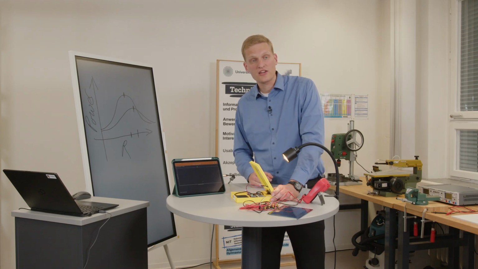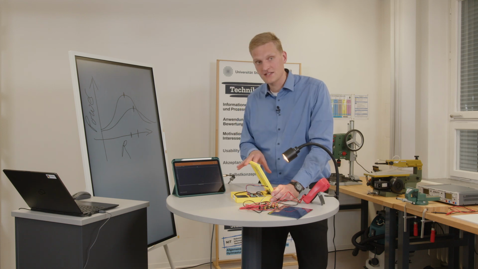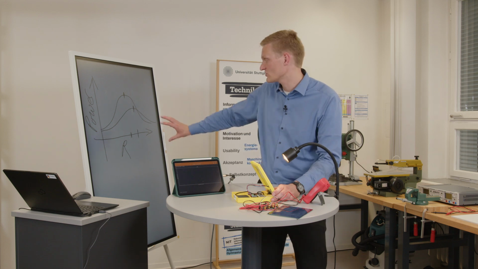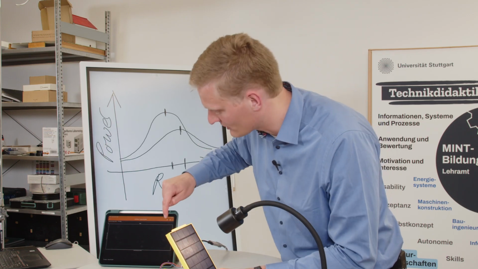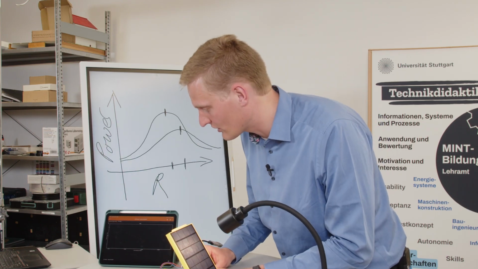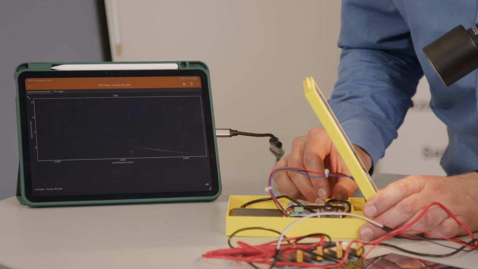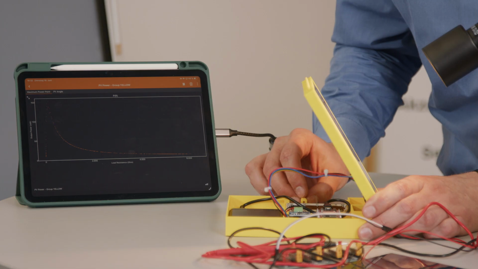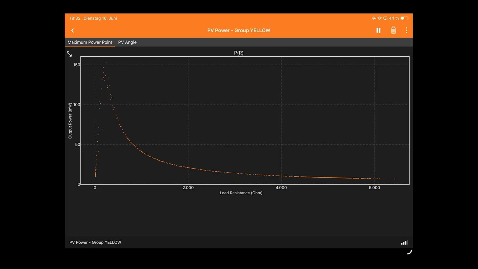So now we're trying to figure out if we can see in this setup what we just described, that with different lighting situations you have a different maximum power point. So I'll start the recording of the data again. We can slide our resistor here, so we can see we have a maximum power point now far on the left of our graph. And now we can change the lighting situation a bit.